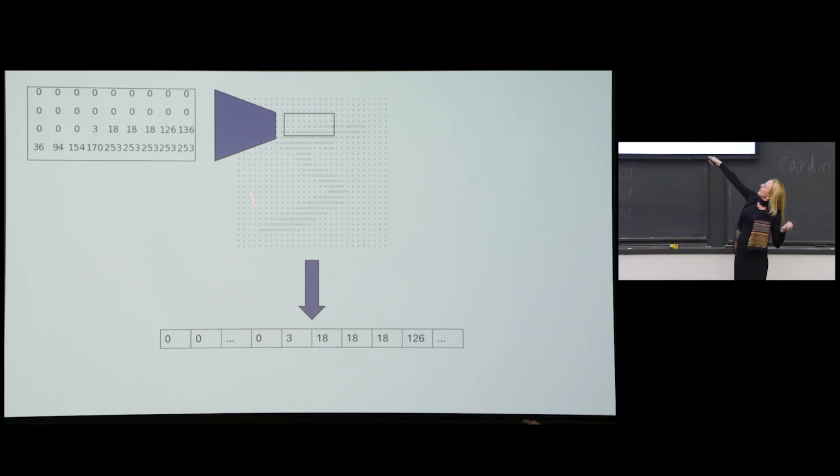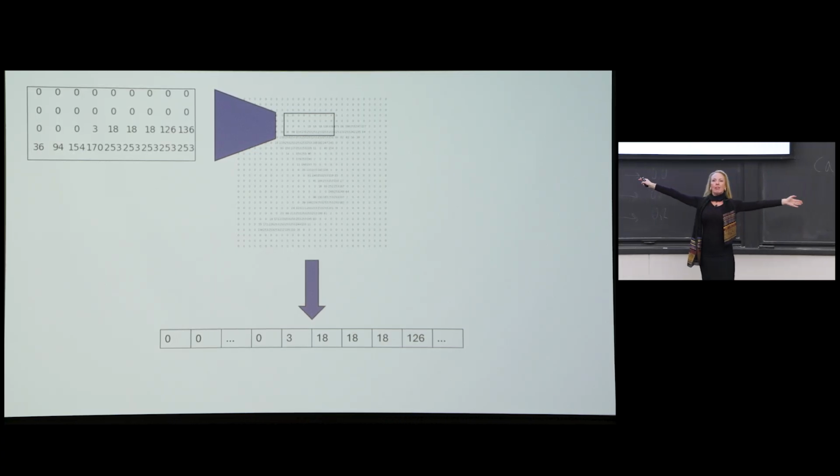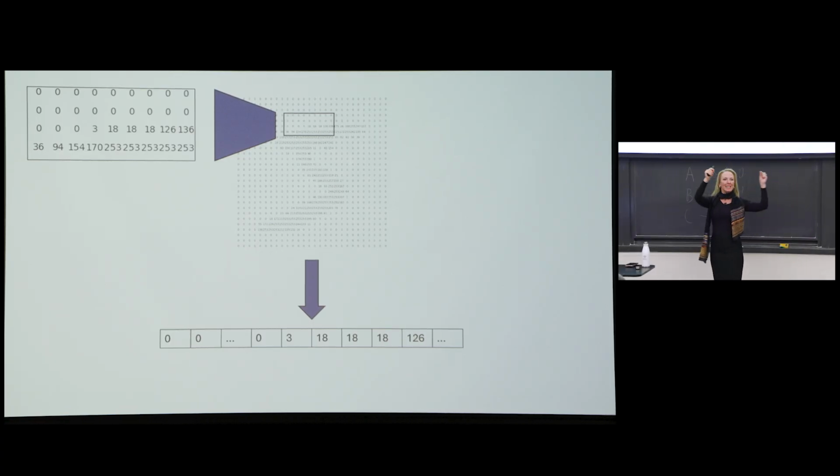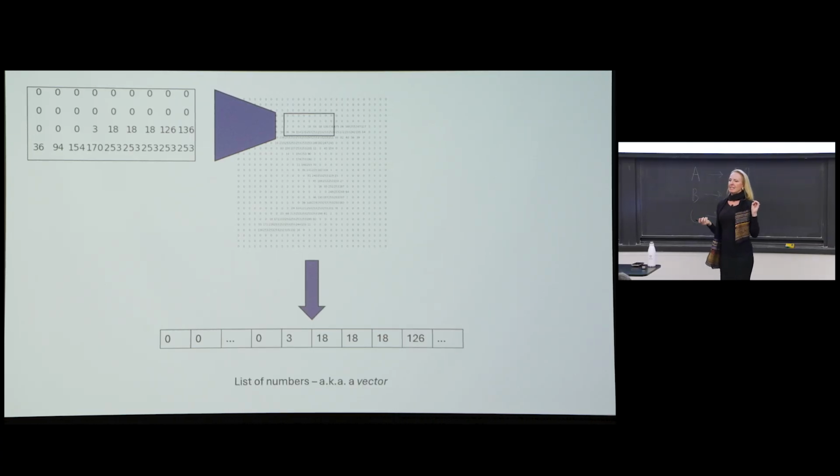Here's a little subsection. Where did these numbers come from? They're actually from the picture here: 3, 18, 18, 126, 136, and so on and so forth. I just flattened it out. I had a square, and now I have a line. Think about it like beads almost, taking them off a square and then just placing them next to each other. I get a list of numbers. We can call it a vector if we want to be fancy, but we don't have to if we don't want to.